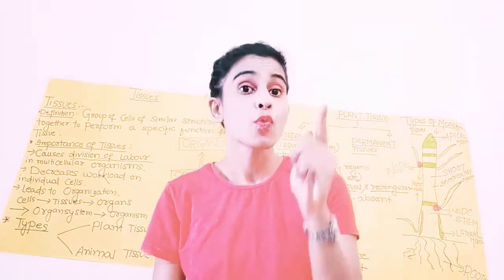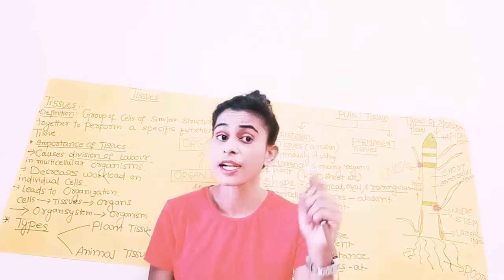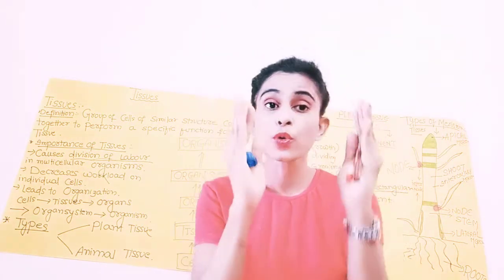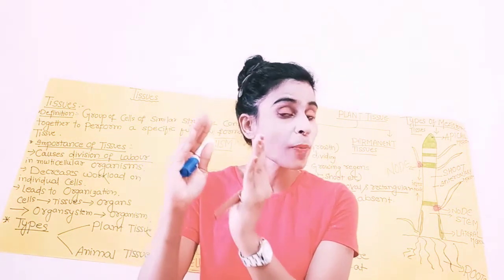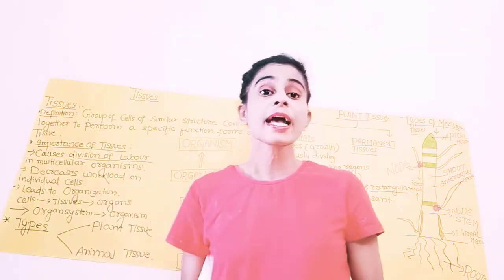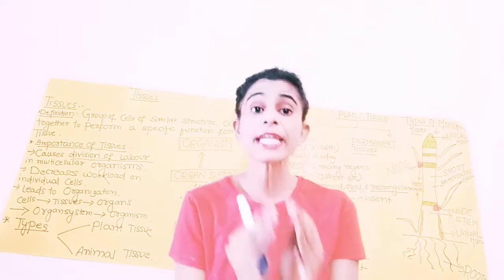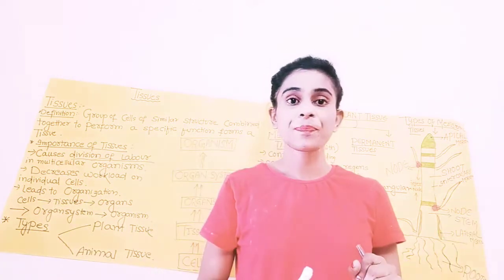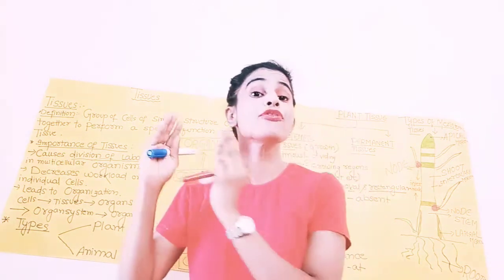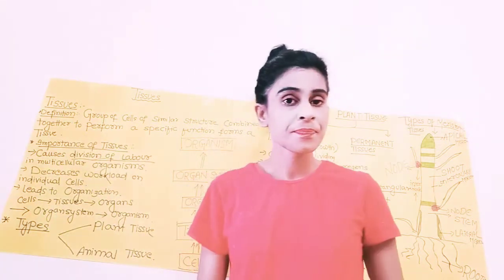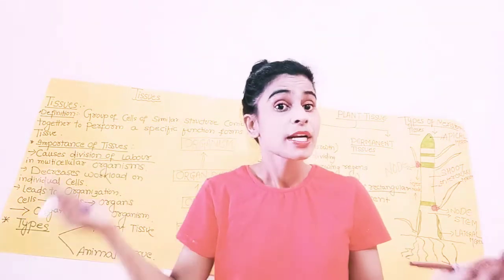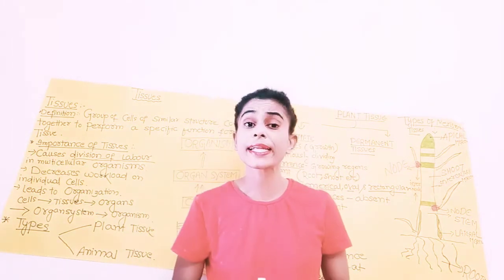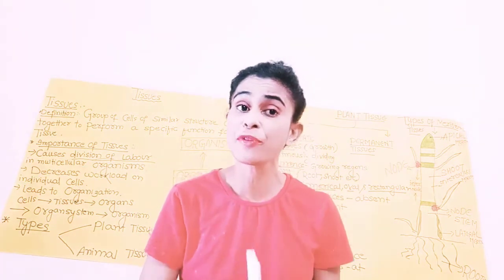Understood? What is the necessity of tissues? Once again, just a small summary of it. What is tissue? A group of cells which are similar in structure and perform a particular function is called tissue. Why is tissue necessary? First of all, for the division of labor on particular cells. It is called division of labor, and definitely it will decrease the load on particular cells. And the most important thing is that an organization will be there.